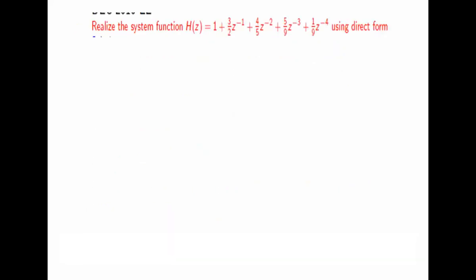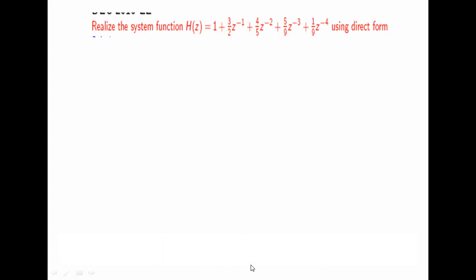Okay, this is our second question. Realize the system function H of z equals 1 plus 3/2 z inverse plus 4/5 z power minus 2 plus 5/9 z power minus 3 plus 1/9 z power minus 4 using direct form. Can you solve this now?